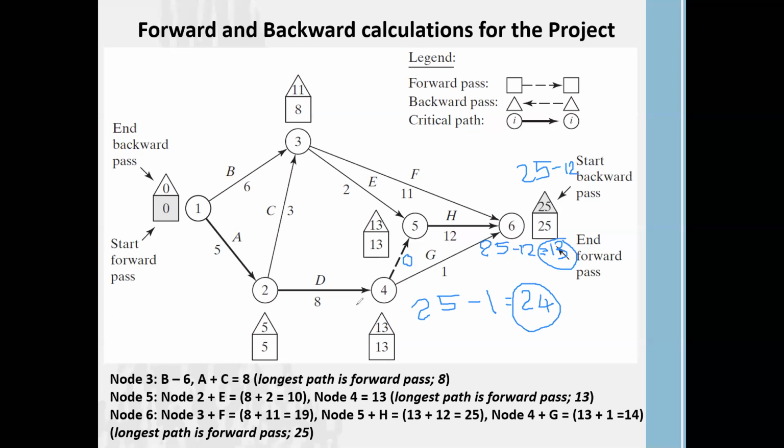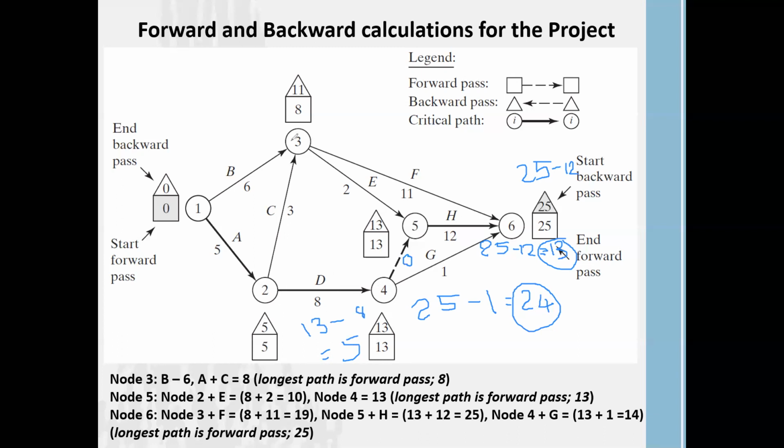Then coming to this one, now we are going to calculate the node 2 backward pass. We know the node 4 backward pass is 13. To complete node 4, we have to complete activity D. Activity D consumes 8 weeks. So 13 minus 8, we get 5. Since this node doesn't have any other paths, it is node 2, and it is 5 for the backward pass.